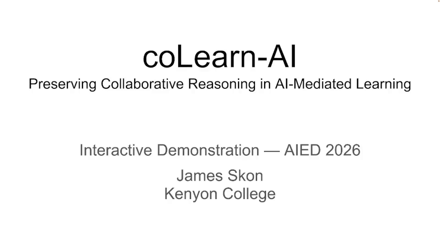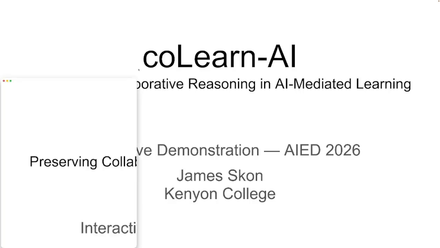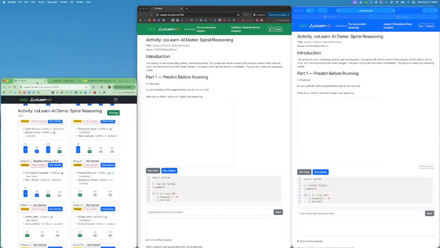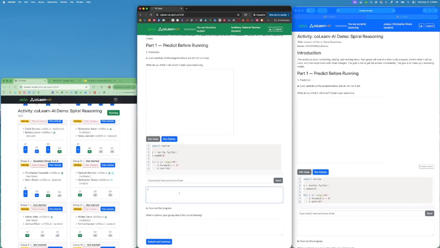Large language models weaken the traditional relationship between reasoning and observable output. Students can now generate correct answers without necessarily engaging in the underlying reasoning process. coLearn-AI explores how collaborative learning environments can preserve reasoning through structured interaction and constrained AI scaffolding.